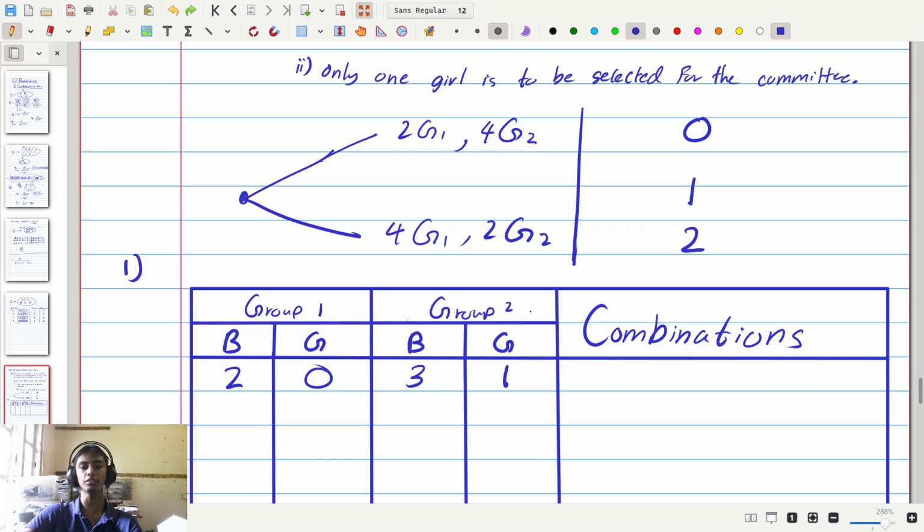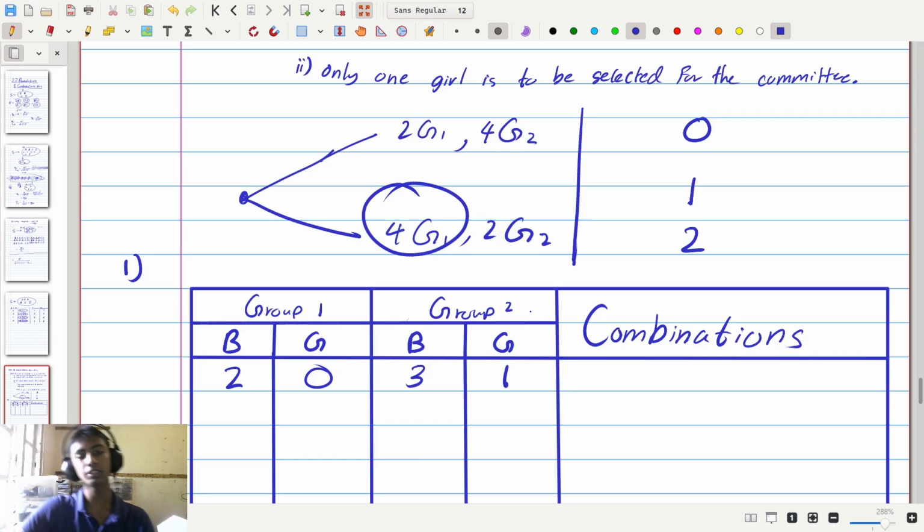Moving on, we've established all the cases where we have 1 girl and 2 from group 1 and 4 from group 2. Let's now go to the case where we have 4 from group 1 and 2 from group 2 and 1 girl. So in this case, once again, the girl cannot be from the smaller group, from the group that has 2 people, because in that case we would need 4 boys from the large group, which is not possible since any group contains only 3 boys.